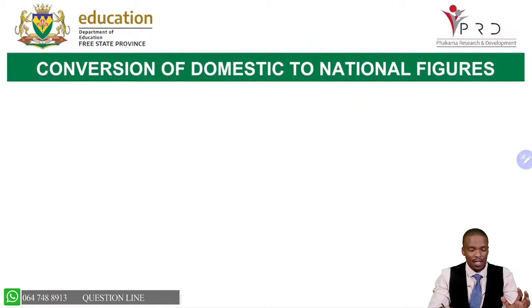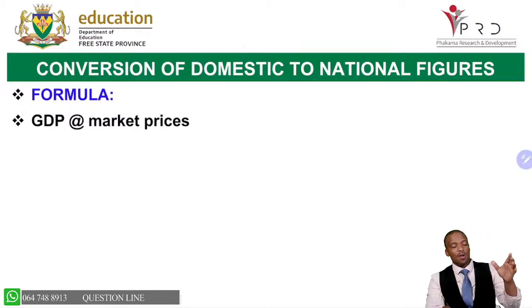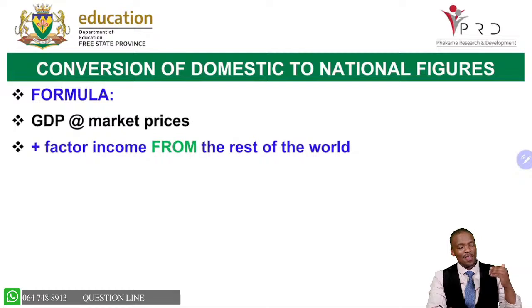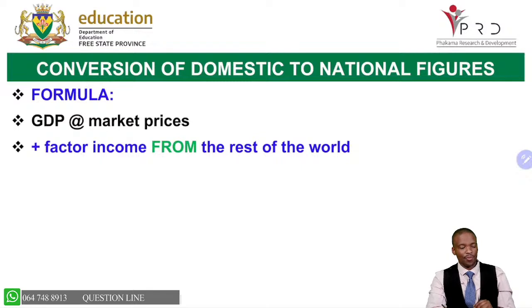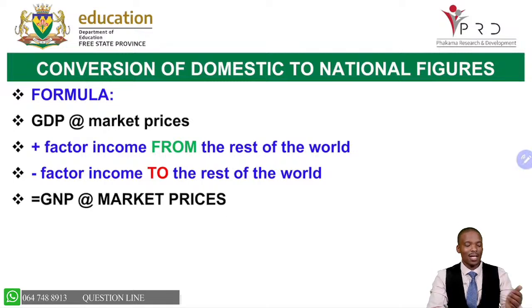Then let's look at how we do it in a calculation format. Okay. You take your gross domestic product at market prices. Then you add factor income from the rest of the world. Okay. Then you minus factor income to the rest of the world. Then the final answer, you'll get what? The GNP at market price. Let me stop there for now.